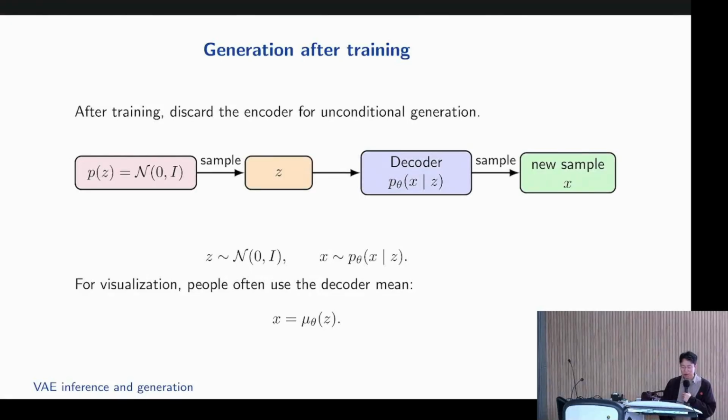Okay, so that's it for training. And how about generation? For inference, we can discard the encoder. We can just store it away and sample Z directly from our design choice, the standard normal distribution, for example. Sample Z, pass it through the decoder, and then sample some data X hat from the distribution.